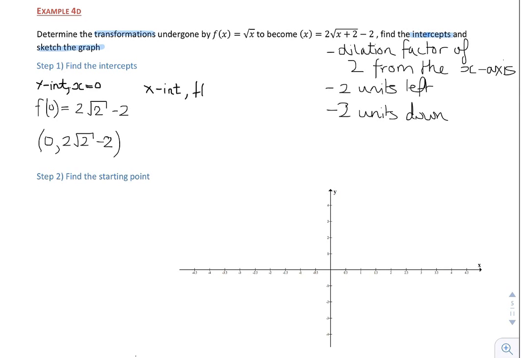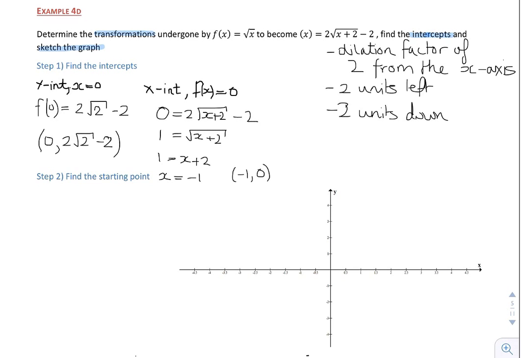Now to find our x-intercept, we make f(x) equal to 0. So 0 equals our function, and then we rearrange this, and we end up with x equaling −1. So we have a point at (−1, 0). Those are our intercepts found.